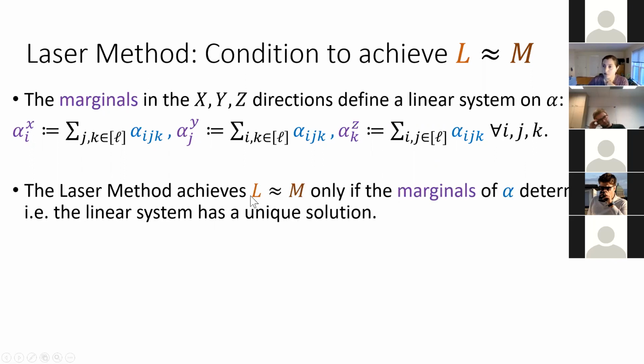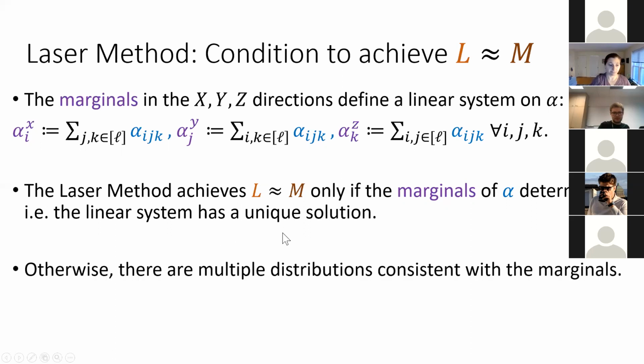The laser method will get the maximum possible thing, the multinomial coefficients, only if once you set the marginals, the linear system will give you what the distributions will be. So if this linear system has a unique solution, this is the only time it will give you what you want. Otherwise, it will give something worse. So let me mention what that is. Otherwise, this linear system has multiple solutions, and there could be multiple distributions that are consistent with the marginals.